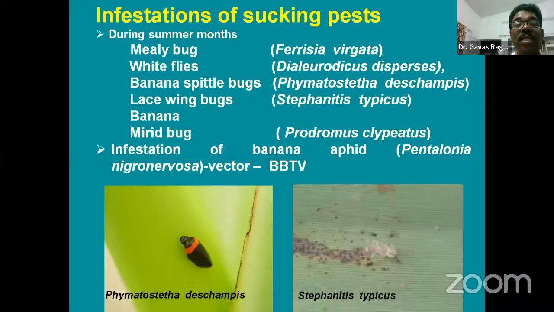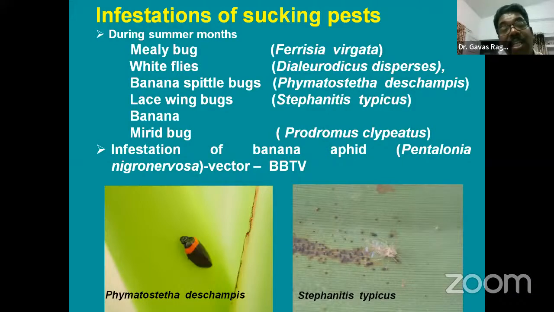Then coming to other sucking pests of banana, like mealy bug. The scientific name is Ferrisia virgata, which is also known as two-tailed mealy bug. Then we have whiteflies, called Dialeurodicus dispersus. We have the banana spittle bug, which is not a serious pest but a seasonal pest. But due to the large numbers, farmers get afraid. The scientific name is Phymatostetha deschampsi.